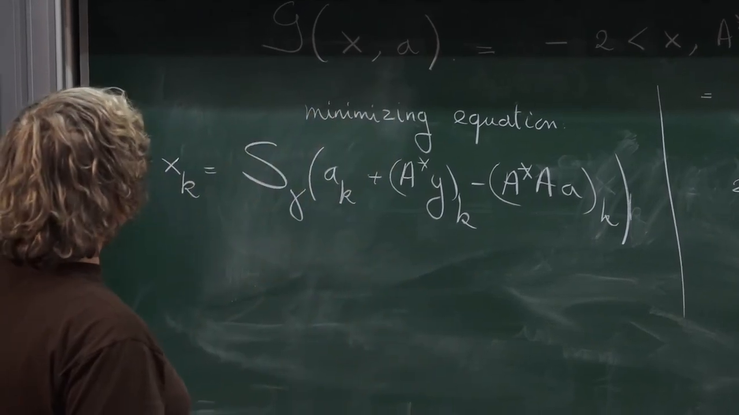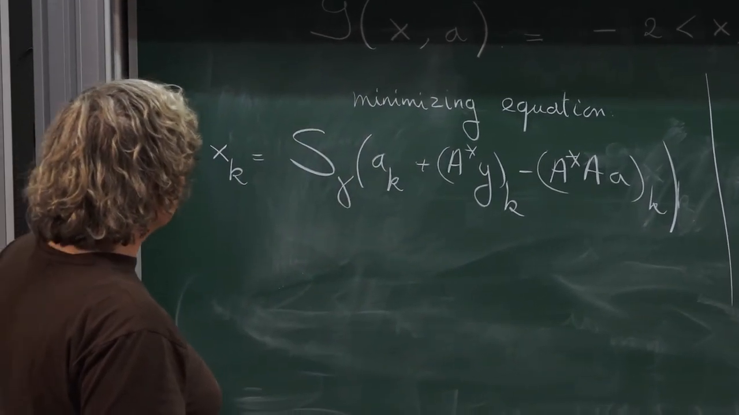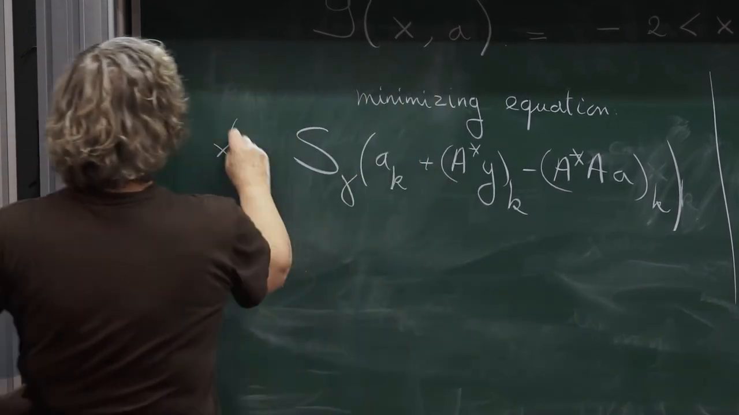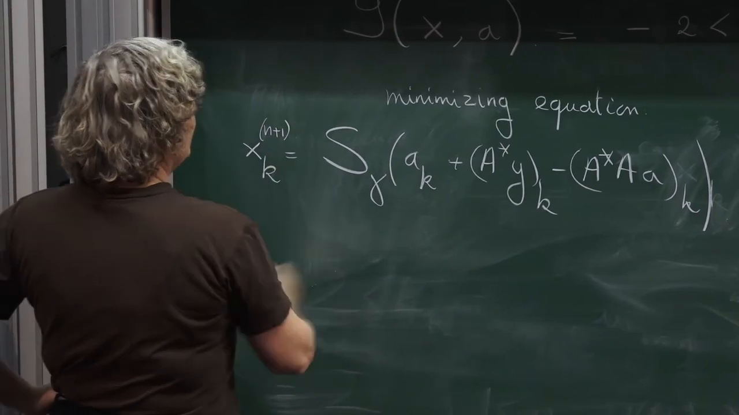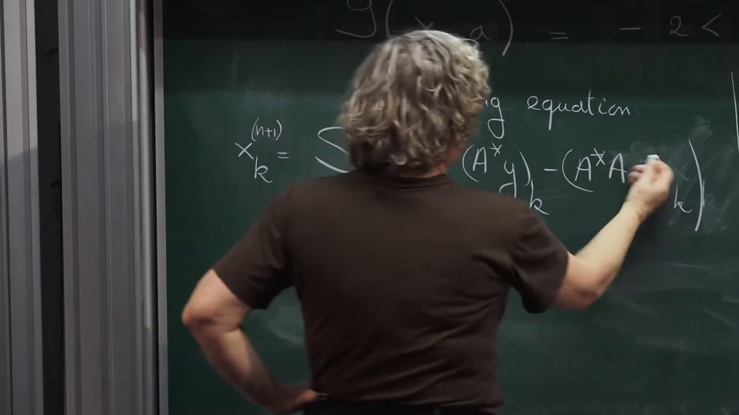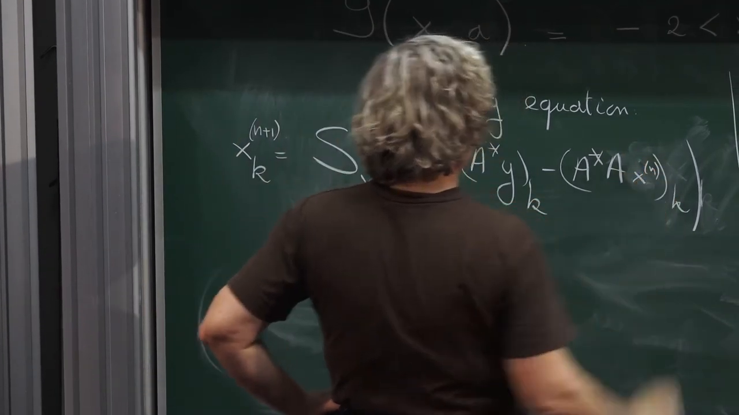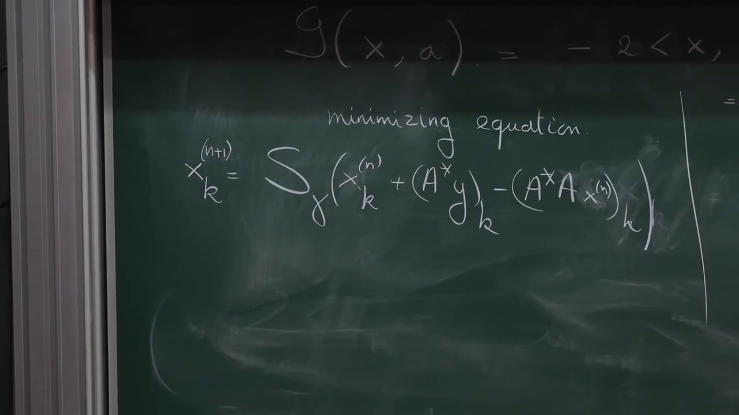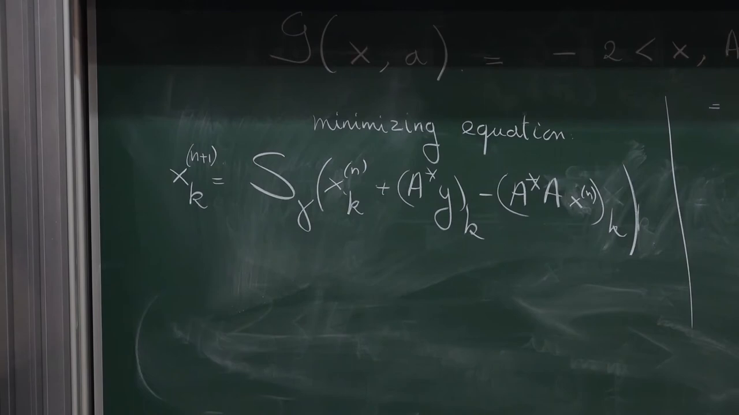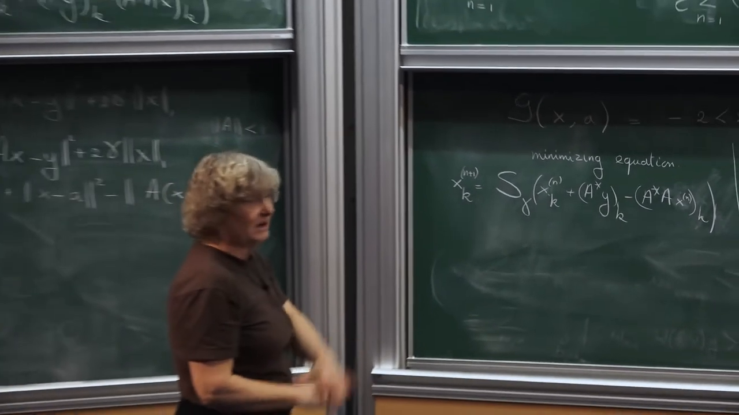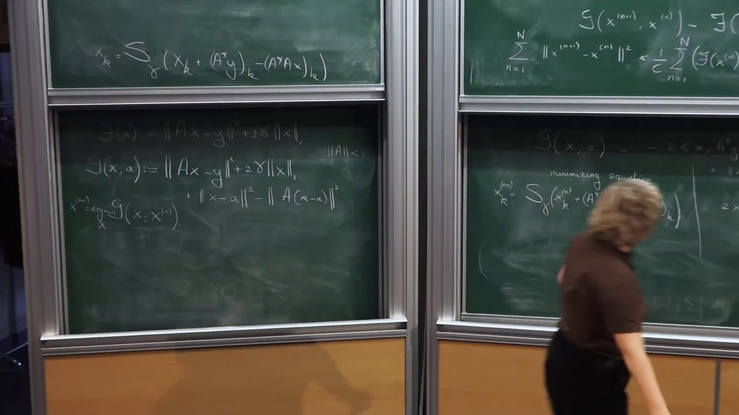So if I apply that to xn and xn plus 1, so a is xn and this is xn plus 1, I get that xn plus 1, the minimizer, is equal to the same expression. And so this is starting to look right. If I have convergence, then things will indeed converge to the right minimizing equation, if I have convergence, which I haven't proven yet.